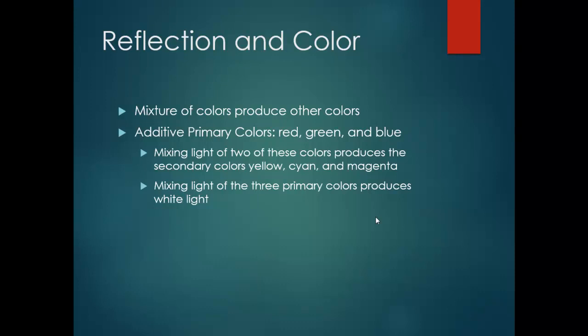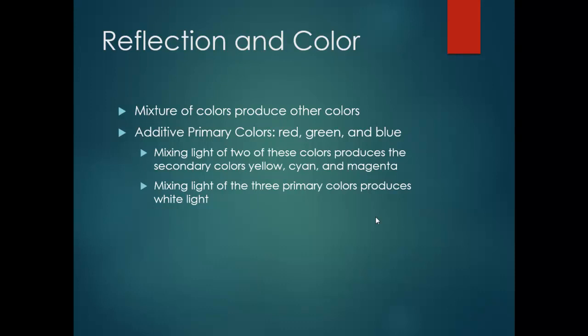Today we will talk about reflection and color. When we mix all the spectrum colors, they produce white light. We know that the primary colors are red, green and blue. Mixing light of two of these colors produces the secondary colors: yellow, cyan and magenta. Mixing light of the three primary colors produces white light. So when we mix red, green and blue, it will give us white light.